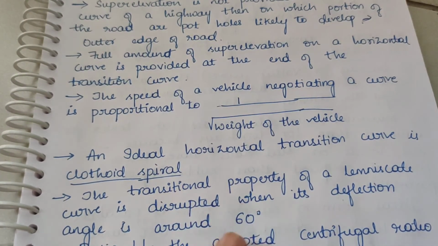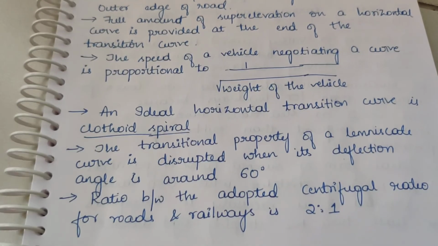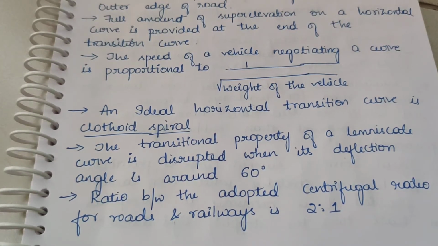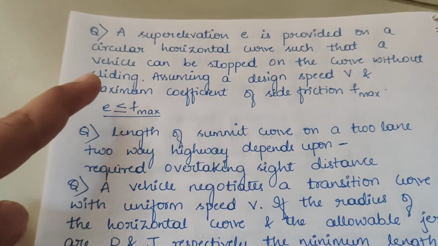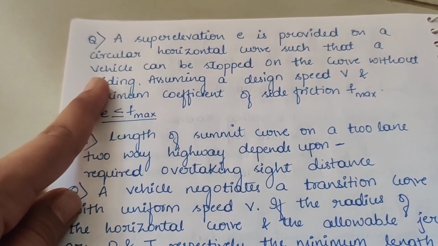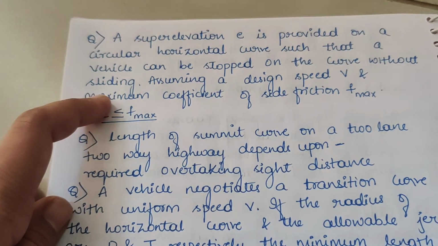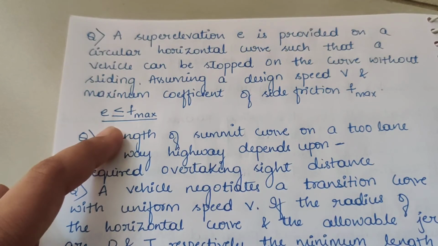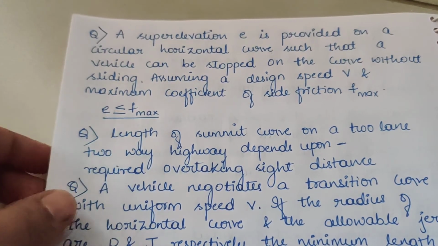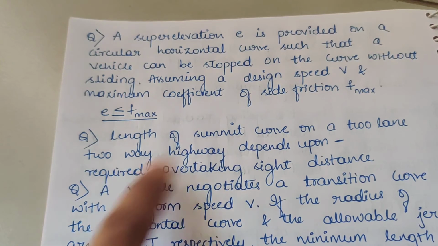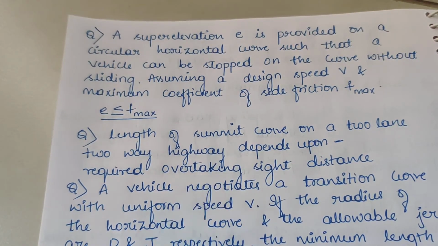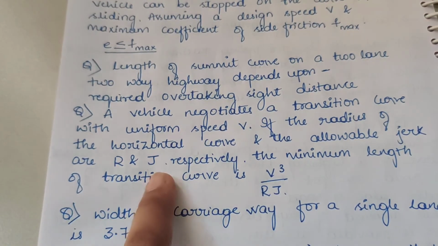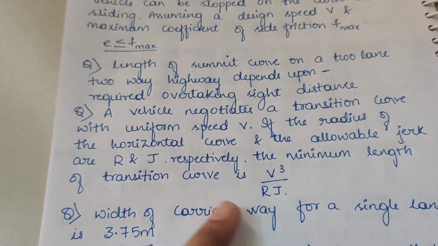The transition property of a lemniscate curve is taken with a 60-degree. Ratio between the adopted centrifugal ratio for roads and railways is 2:1. A super elevation is provided on a circular horizontal curve such that the vehicle can be stopped on the curve without sliding. Assuming a design speed v, E is less than or equal to F max, the maximum coefficient of side friction. Length of summit curve on a two-lane, two-way highway depends upon required overtaking sight distance. For allowable jerk J with radius R, the minimum length of transition curve is taken as V cube by RJ.